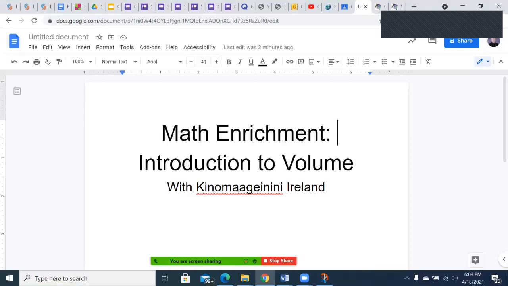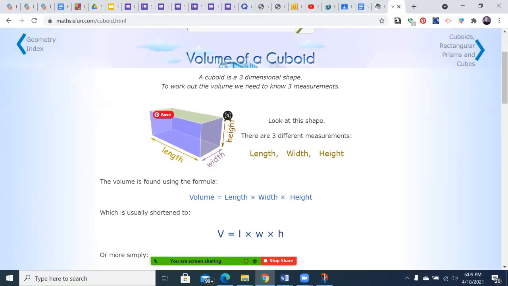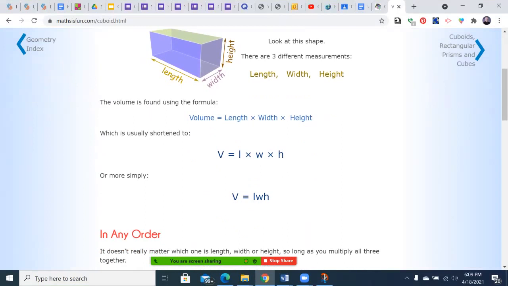Today's episode, Introduction to Volume. Volume is the measurement of how much something can hold. Using this example of a rectangular prism from mathisfun.com, I look at how I would figure out volume. And it is a multiplication of the length times the width times the height.